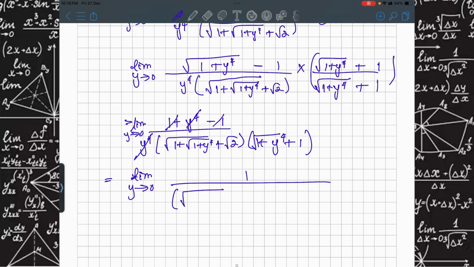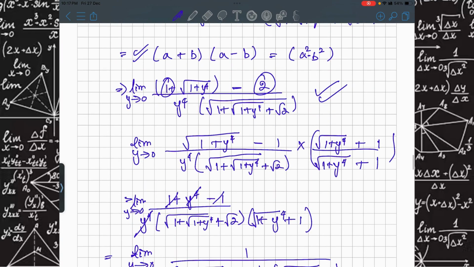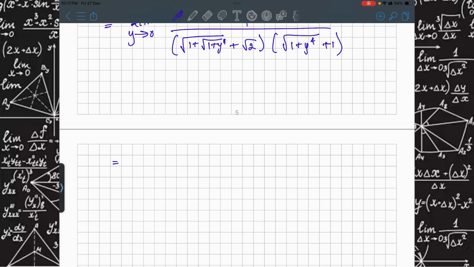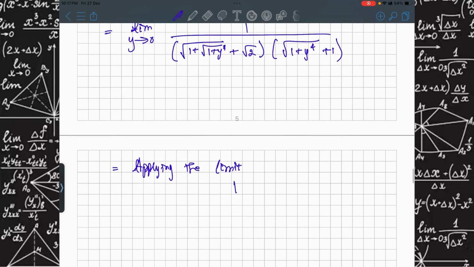So we can write this as 1 plus root of 1 plus y power 4 plus root 2, 1 plus y power 4 plus 1. So this is the final answer. And now let's apply the limit. Okay, and now it's not in 0 by 0 form now. So we can directly put the limit. So applying the limit, wherever y is there, we have to substitute the value of y as 0.